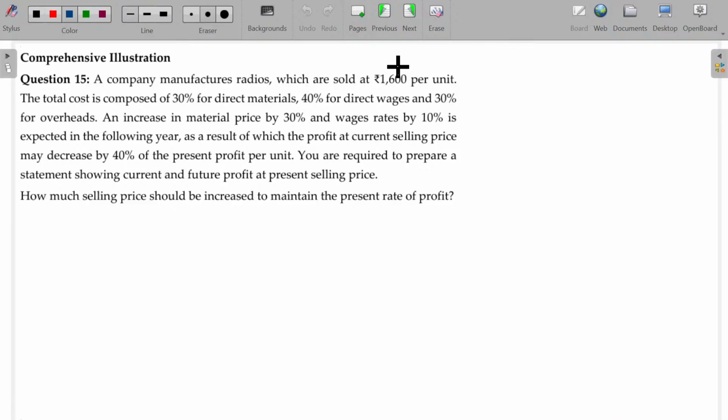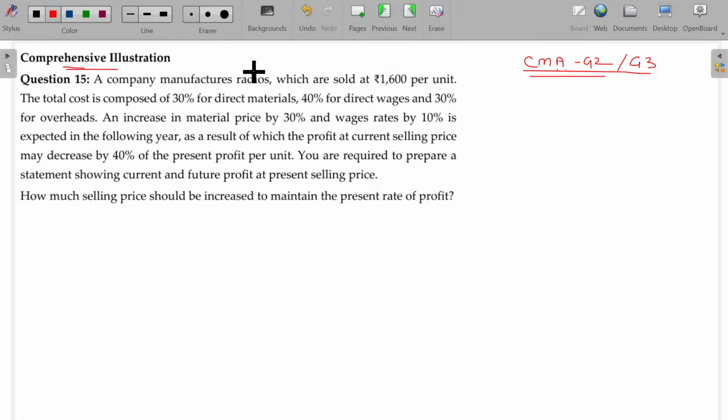Now, let's move on to question number 15. Also applicable for the CMA Group 2 as well as Group 3. For CA as well as CMA Group 1 not required. But anyhow, I request you to have wider knowledge so that this chapter will be very convenient to score good marks in your exam. One of the comprehensive illustrations.